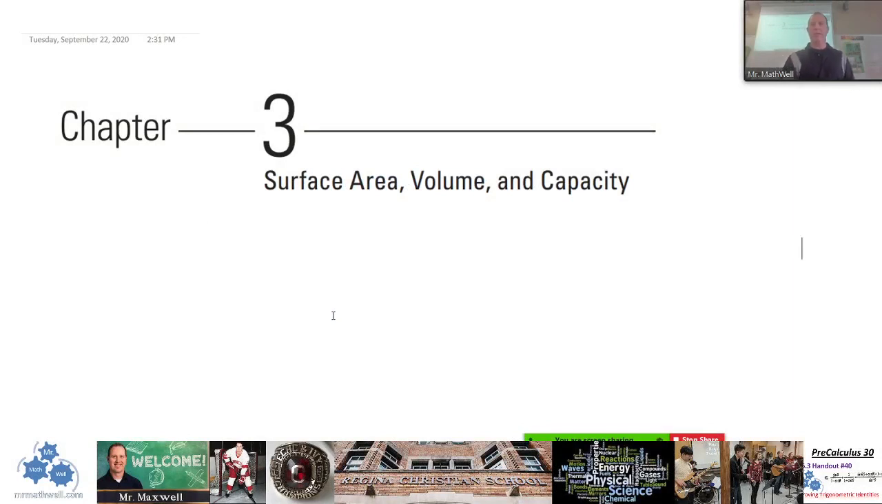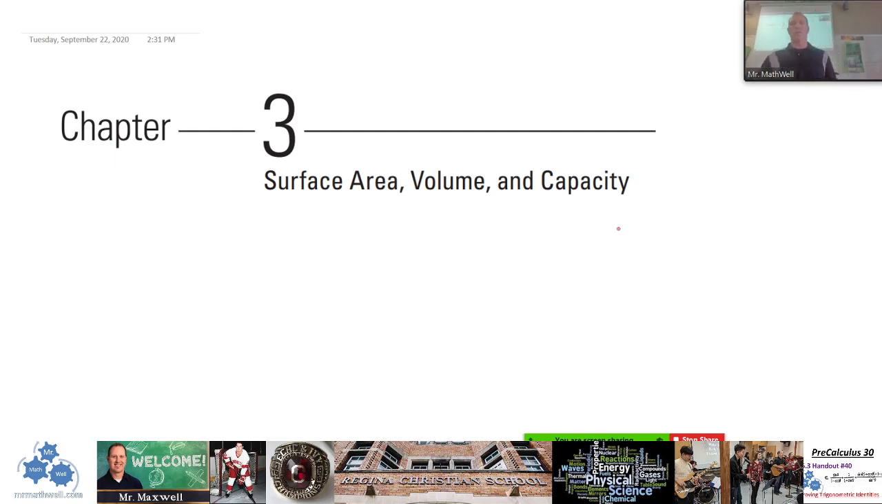All right, so we are looking at a Chapter 3 review. Chapter 3 review for Workplace Math 20. And in Chapter 3, we're talking about surface area, volume, and capacity.